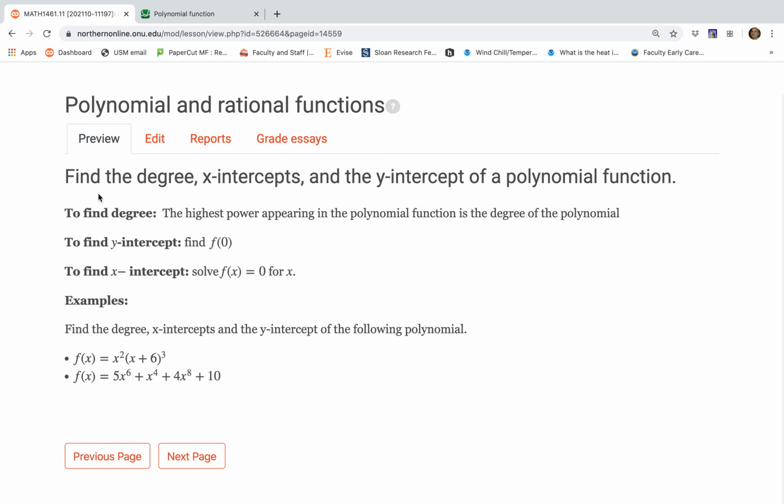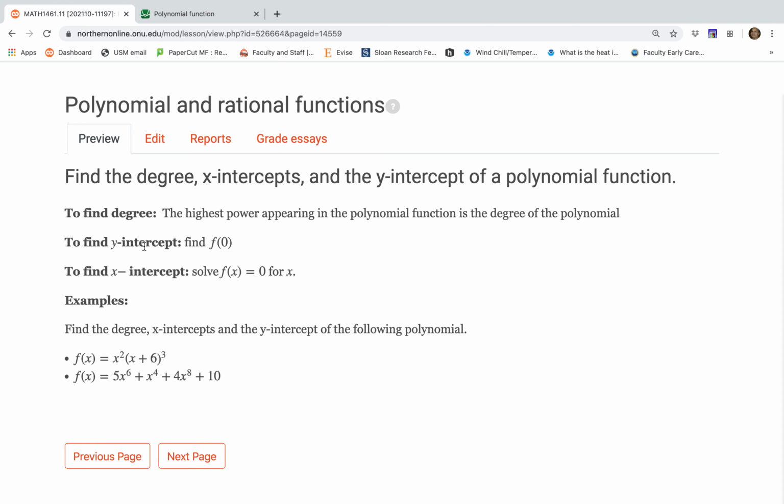Okay, now we'll see how to find the degree, the x-intercept and the y-intercept of a polynomial function. These are very straightforward rules. To find the degree, like we said earlier, you just need to look at the highest power appearing in the polynomial function, and whatever that is, that is the degree of the polynomial. The highest power appearing in this polynomial function is 8, right? So that's why this is an 8th degree polynomial function.